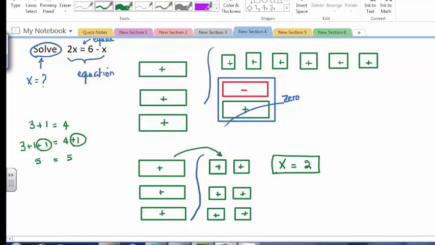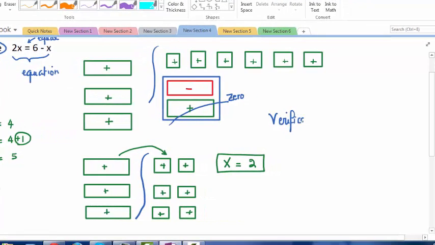Wow. Can you see? Now, someone will tell me, okay, how do I know that what I did is correct? Verification. Very important. Verify your work. How can we do the verification? We can substitute x by 2 in the equation. So I have 2x equals 6 minus x. This is the main one. Replace or substitute x by 2. Let's see. If the left side equals the right side, you did a good job.